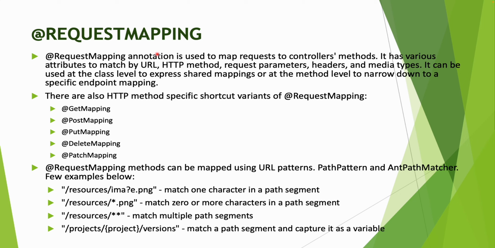In @RequestMapping, I will provide a URL. Based on that URL, my request will get routed to that specific controller. As I said earlier, @Controller will be used along with @RequestMapping. It has various attributes to match by URL or by HTTP method, request parameters, headers and media types. By using all these attributes, the Spring framework will route the request to the specific controller.